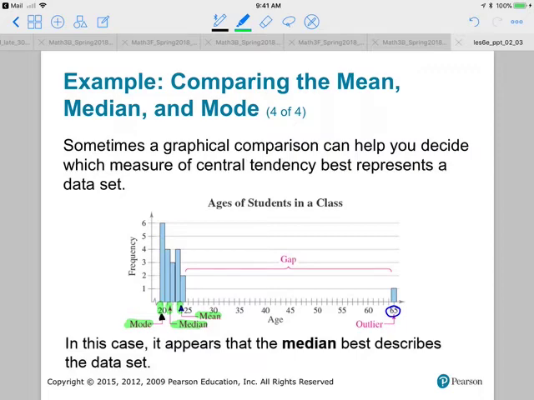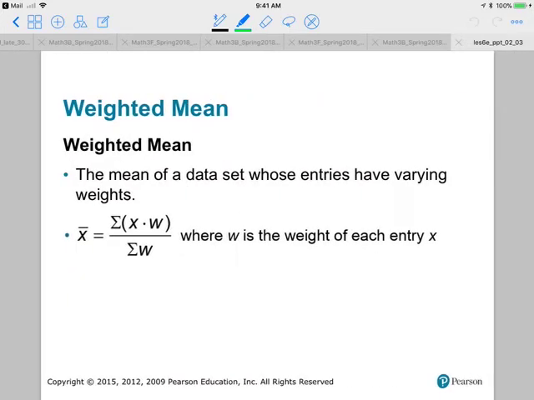So in this case, it appears that the median best describes the data set. All right. Now let's get into a brand new topic. Brand new topic is called weighted mean. This is something, as I said at the beginning of the video, that we've actually been doing before. You've done it before whenever you calculate your GPA.